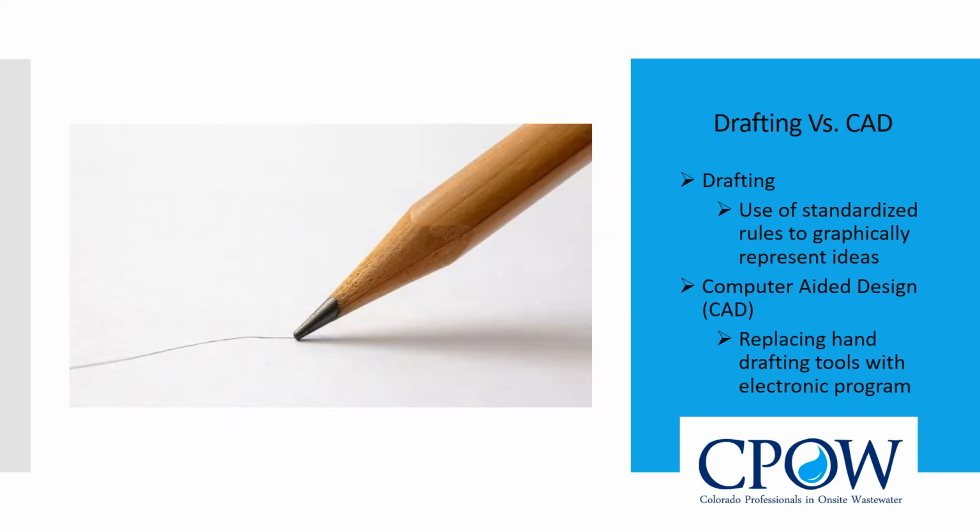It is important to understand the difference between drafting and computer-aided drafting, or CAD. Drafting is using a set of standardized rules to represent ideas. CAD is an electronic program used to create a drawing. Using CAD is a great tool to create accurate and legible drawings. It's also much faster than hand drawing. It will take practice to understand the software, or it may be worth taking a class on it, but ultimately it does save time and is the preferred method.